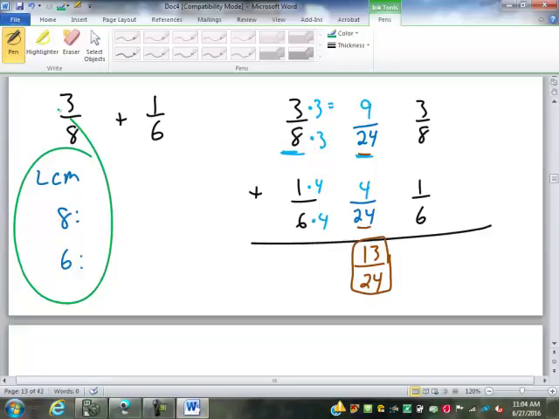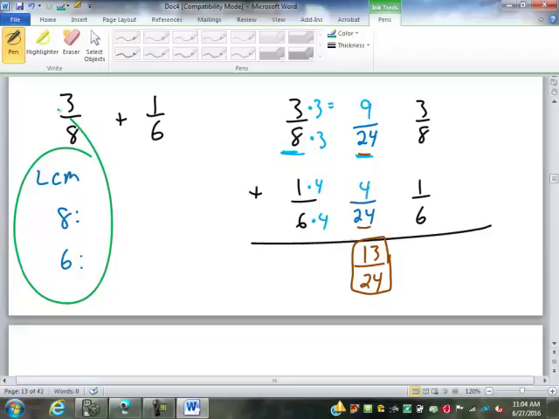So for your calculator, it's 3 ABC 8. The ABC button on your calculator should be up towards the top. Or sorry, yeah, yours is down on the bottom, like the second one from the bottom on the left side. Yep, ABC 8, then plus 1 ABC 6. You hit equals and it should spit out 13 24ths.